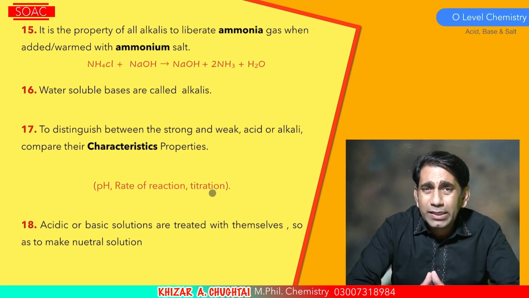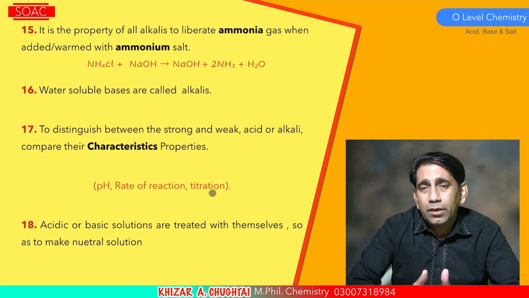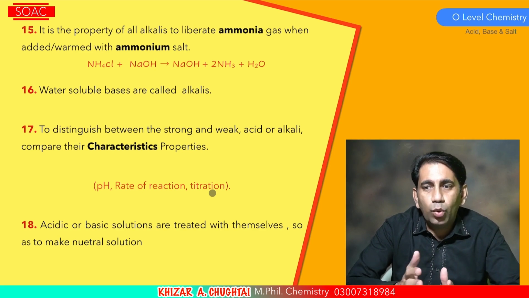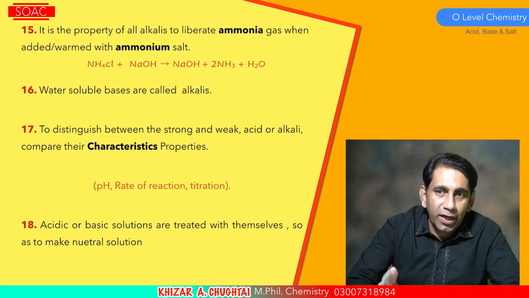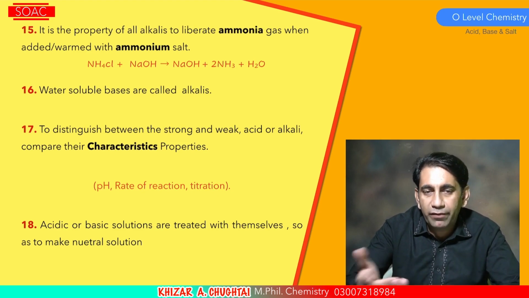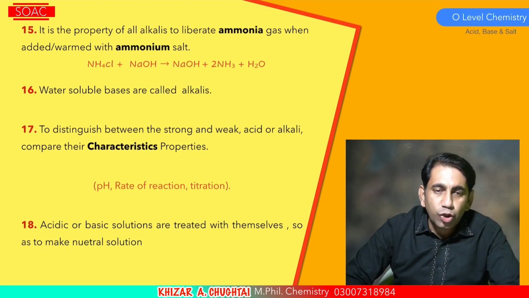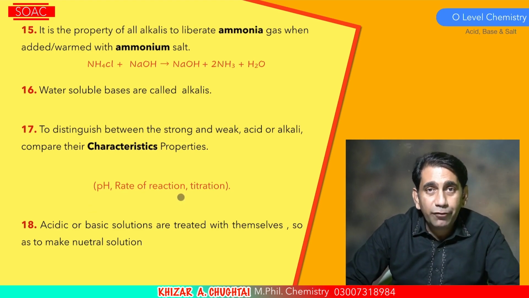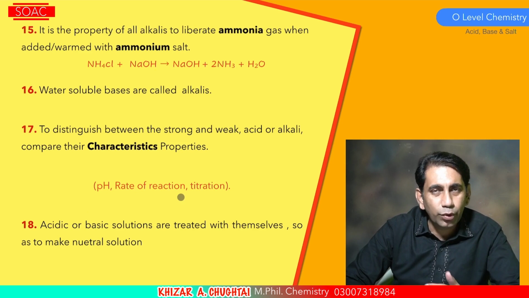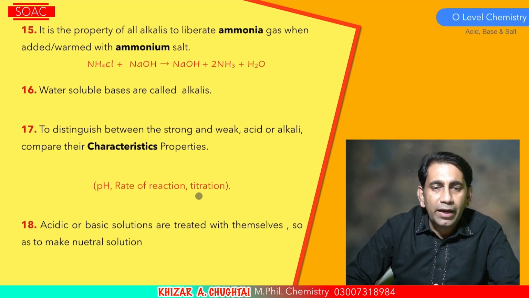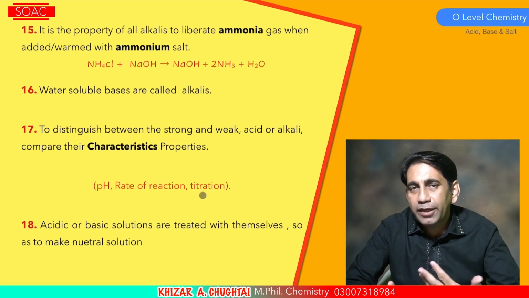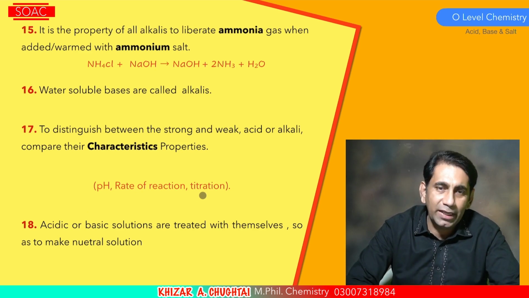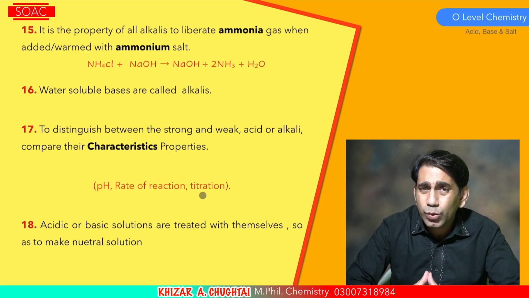In case of strong acid, pH will be less than 3, 0, 1 or 2. In case of weaker acid, pH may be 5, 6, 6.5 and so on. Stronger acid gives a high rate of reaction, weaker acid gives a slow rate of reaction. In titration method, you can find the exact concentration of the positive ion given by that acid. So the same is the case with alkalis.